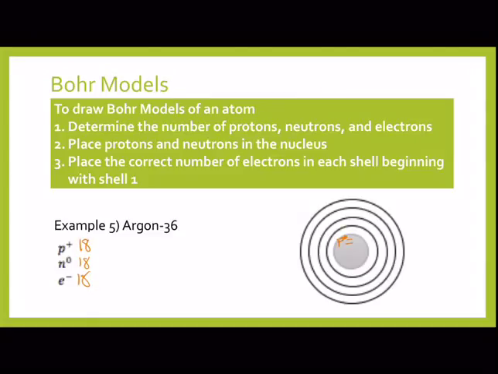Argon has 18 protons, 18 neutrons, and 18 electrons. So we put our protons and neutrons in the middle and draw our electrons around the nucleus in shells. 2 in the first, 8 in the second, and then the extra 8 electrons around in the third shell.